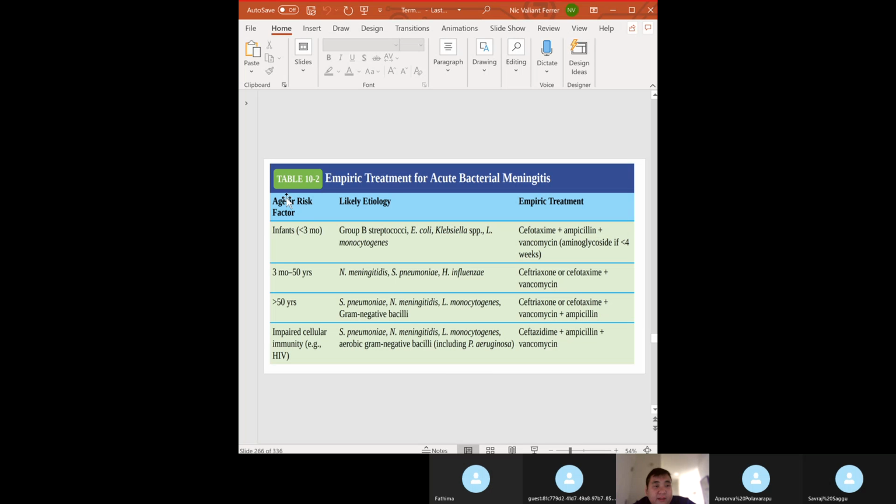Let's start here. Empiric treatment for acute bacterial meningitis. Know the range of the age, the likely organisms, and the empiric treatment for that. So you can see for infants, group B strep, so we have cefotaxime, cephalosporin, ampicillin, and vanc. For 3 to 50, mostly Neisseria meningitidis, so cephalosporin and vanc. For more than 50, you give ampicillin, vanc, and cephalosporin. For HIV, you give cephalosporin, ampicillin, and vanc.